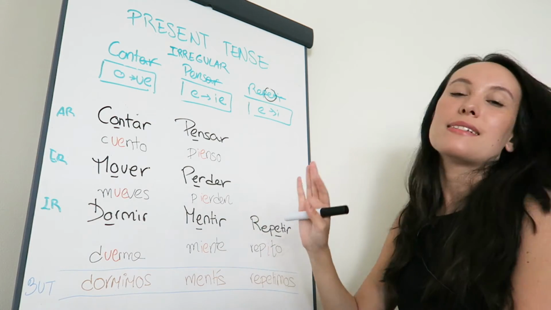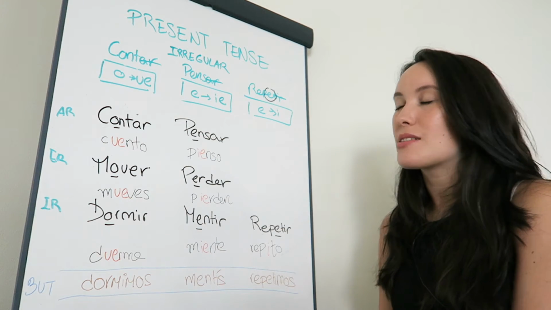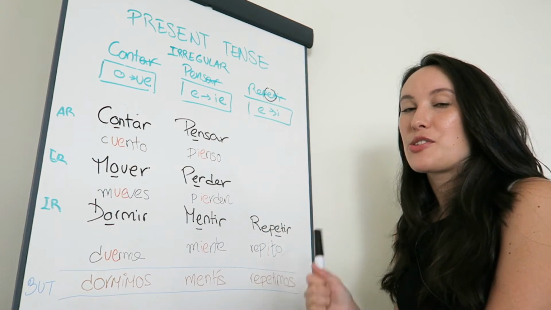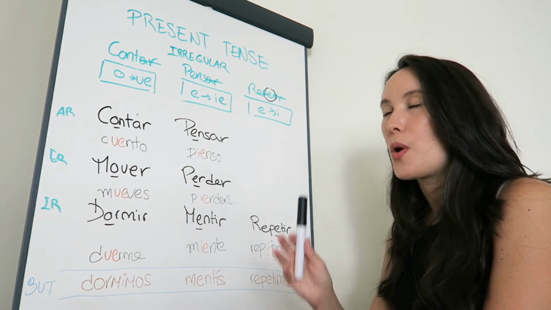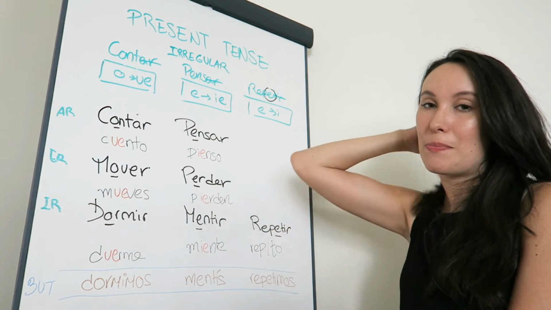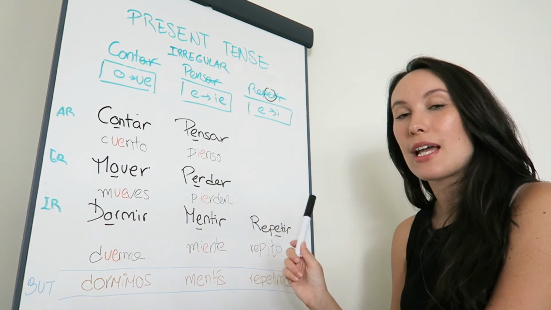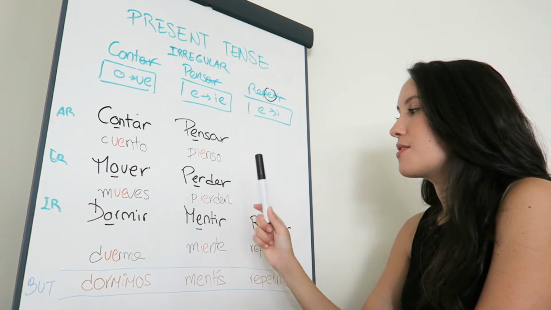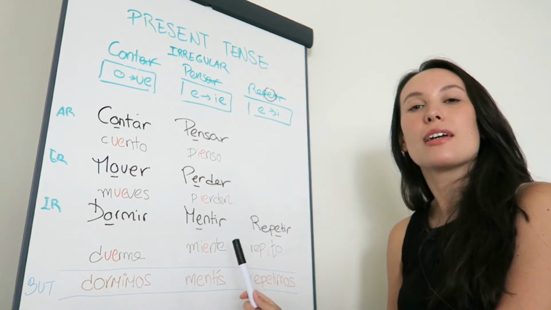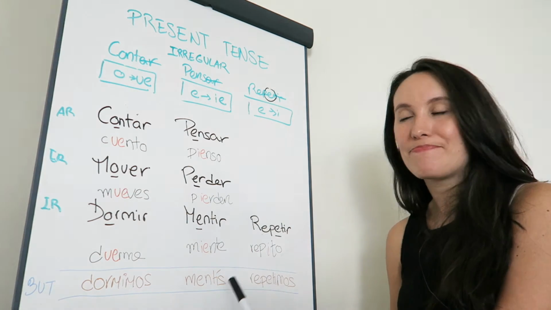Okay, let's do this column. It's exactly the same, but instead of being an O, it's an E. And it's not changing to UE, it's changing to an IE. Okay, so pensar is to think, and I want to say I think, so I go again for the present tense ending O, which is for I. So pienso. Instead of penso, it's pienso, changing the E for an IE. In perder, to lose, I want to say they lose, so I change the E for an IE and add the normal ending. And mentir, to lie, I want to say he or she lies. I add the ending and I change E for an IE.